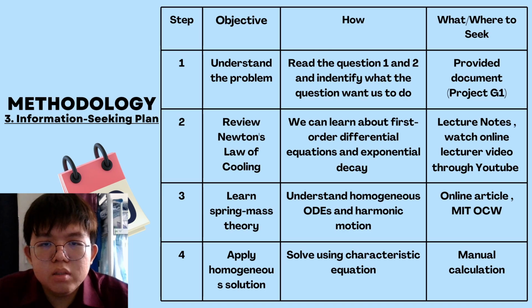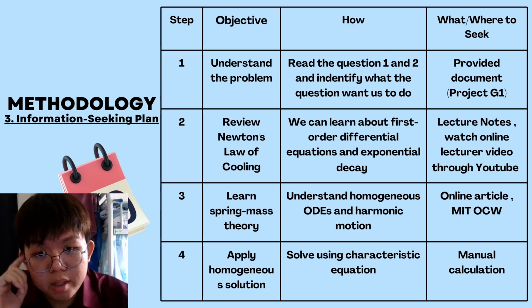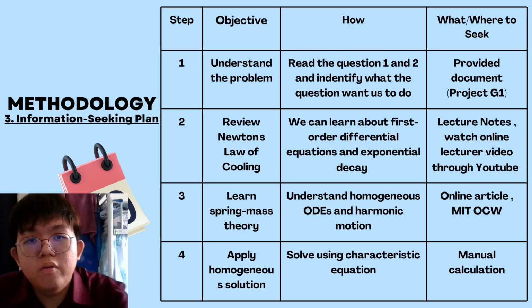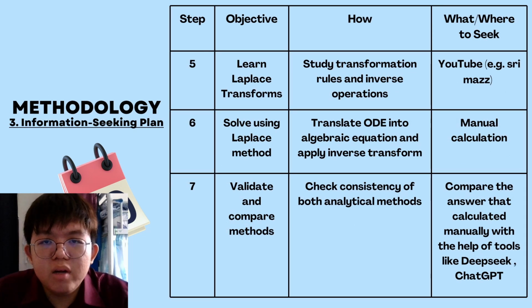The third step is to learn spring mass theory. We need to understand the homogeneous ODEs and harmonic motion by reading online articles or using MIT OCW to search for the theory. For the fourth, we need to apply the homogeneous solution by solving using the characteristic equation by manual calculation. For the fifth step, we need to learn the Laplace transform by studying transformation rules and inverse operation using the YouTube platform. For example, we can look at the Sri Mazura channel to search for learning materials.